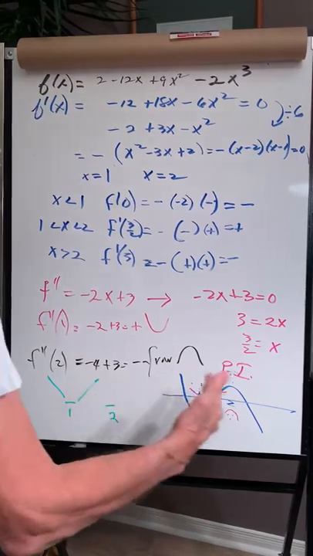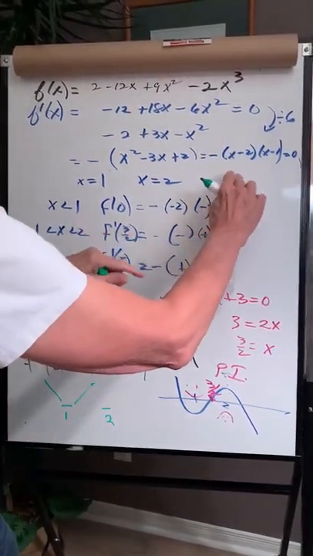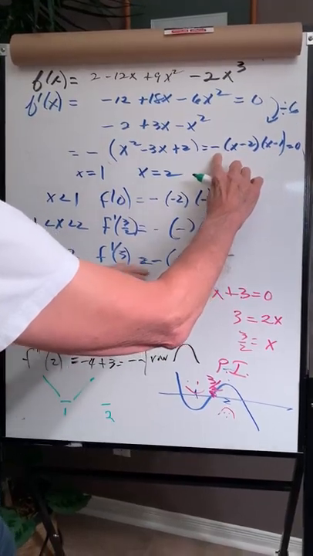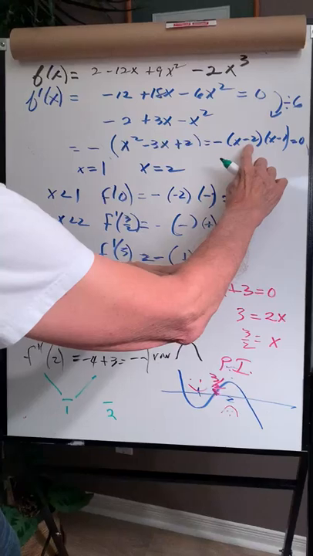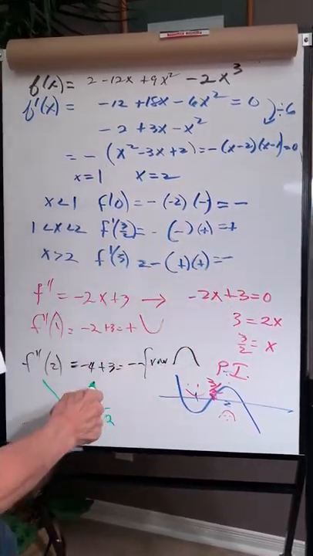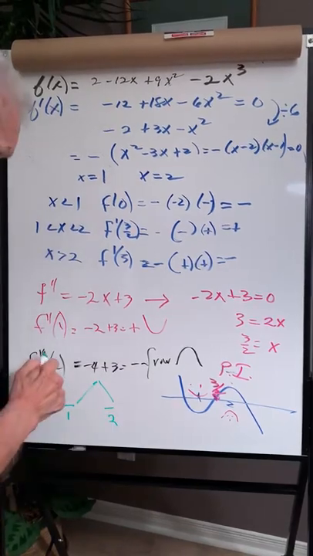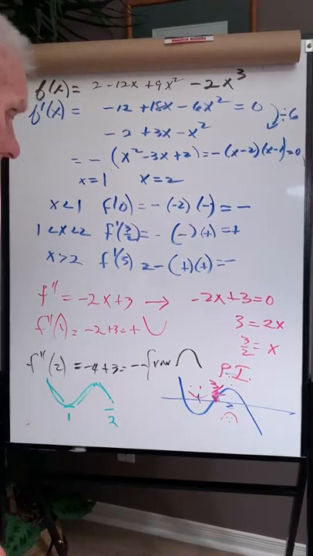Let's go to the right of 2. Let's put 3. So here we go again. 3 is negative. 3 minus 2 is positive. 3 minus 1 is positive. One negative, it stays negative. It's concave down. So the curve is going to go like this, which I show over here.